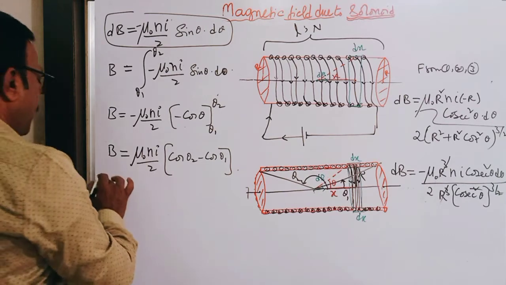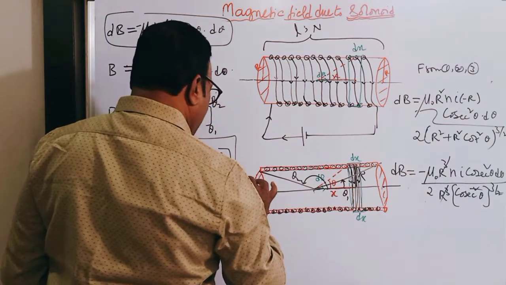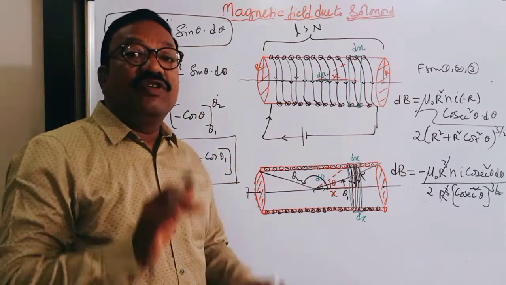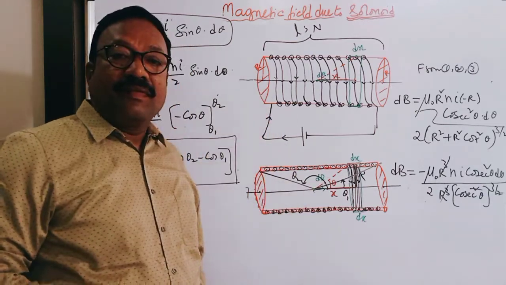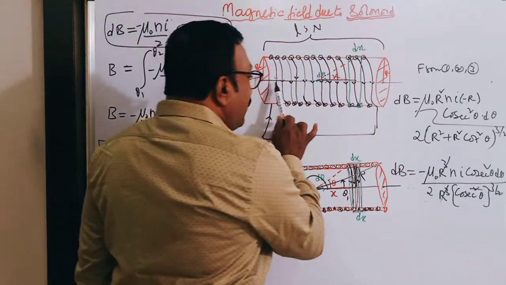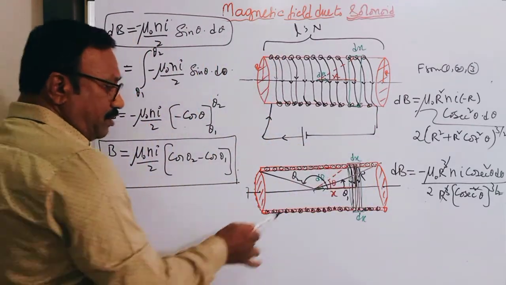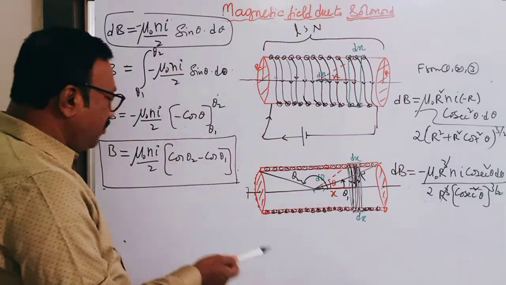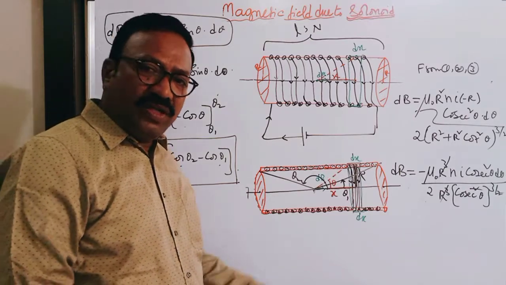So this is the final expression for the determination of the magnetic field on the axis of a solenoid which is non-ideal. For a non-ideal solenoid, the magnetic field will change from point to point. As you change the position of this point, theta 1 and theta 2 will change. When theta 1 and theta 2 change, B changes, no? So it is a non-ideal solenoid.